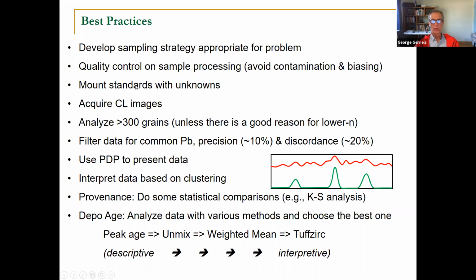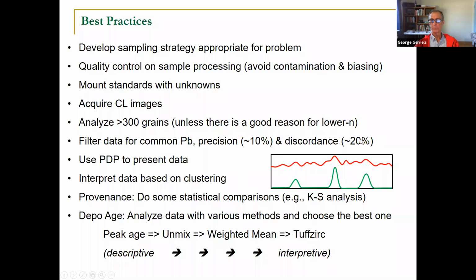We advocate putting standards with unknowns. It's a pain. You go through a lot more standards. It takes a lot of time to do that, but the fractionation correction is more reliable if you do that. Definitely get CL images so you can see what's in the inside of each grain. Larger N is good. Filter your data. Again, you're going to have to make this decision.